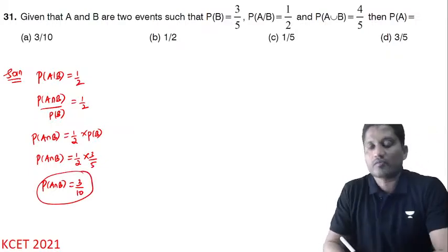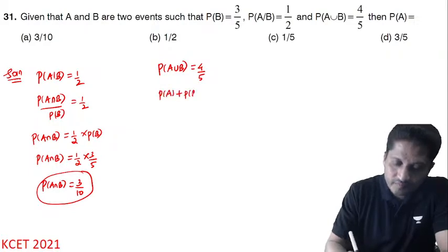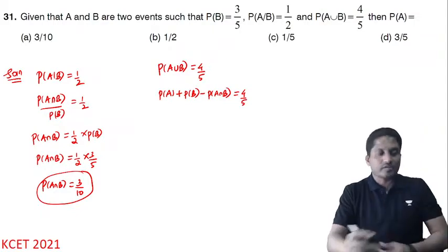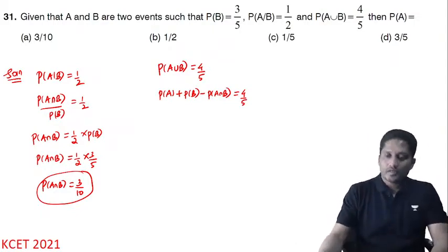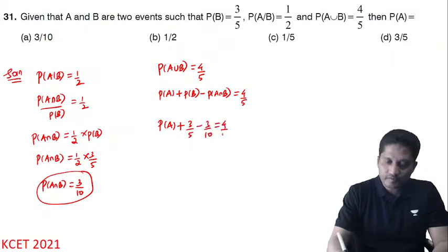Right, now I'm supposed to find out what is P of A. Now according to the question, P of A union B is equal to 4 by 5. P of A union B is P of A plus P of B minus P of A intersection B, and that's equal to 4 by 5. Now I'll substitute the values. P of A I'm supposed to find out. P of B is equal to 3 by 5 and P of A intersection B is 3 by 10, and that's equal to 4 by 5.